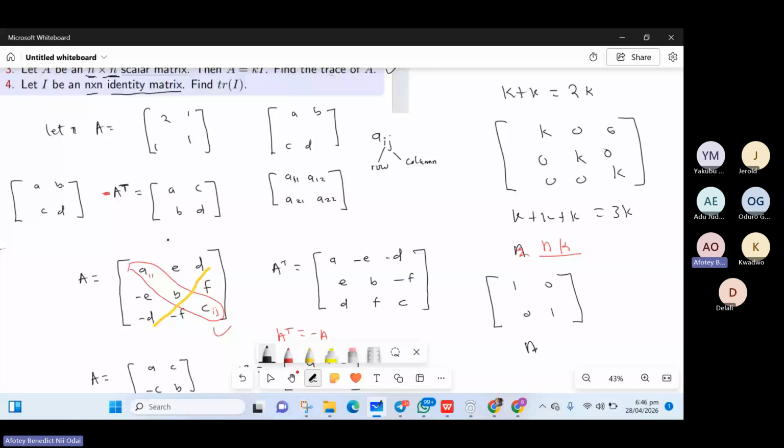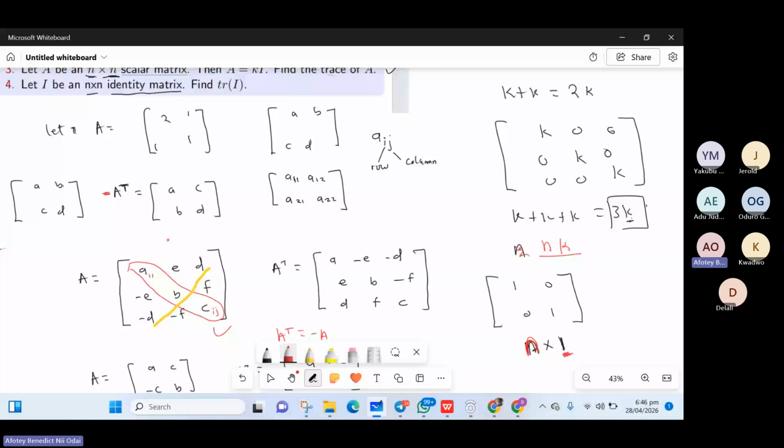Because in this identity matrix case, your K is now 1. So this formula still holds. For the identity matrix, your K is 1, so it's still n, the size of the matrix, times your constant, which in this case is 1.